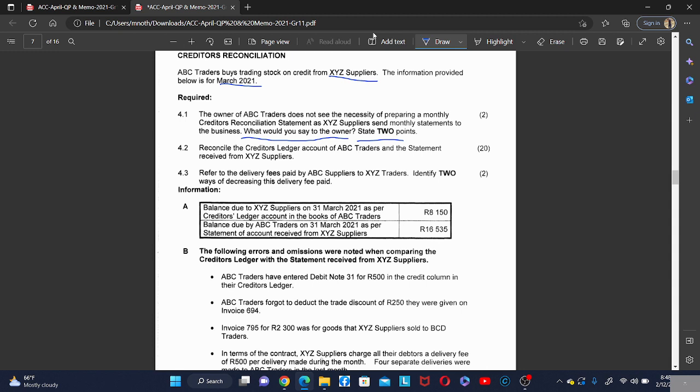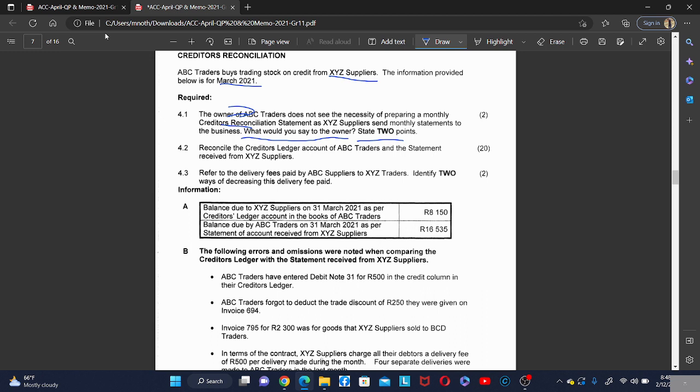What you could say to this owner is that the first thing is that the reason for preparing the creditors reconciliation statement is because the business wants to check if there were any errors that were made. That is the first point. The next one is because you want to compare the creditor's ledger and the creditor's statement. But there are many other things you can say, like checking if maybe the owner recorded something that you did not record.